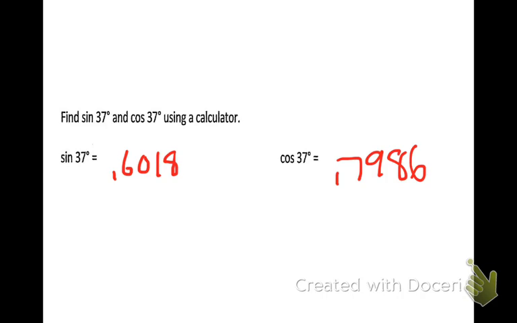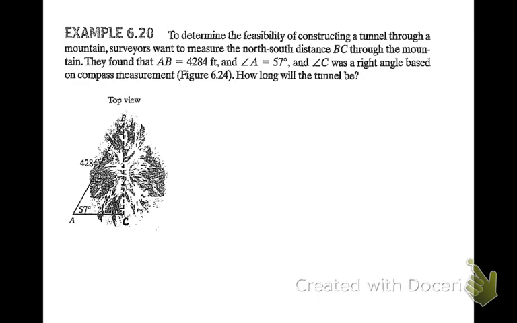All right, good. Let's do an example using trig to determine the feasibility of constructing a tunnel through a mountain. Surveyors want to measure the north-south distance. They can't measure it through the mountain, so they have to use other measurements to figure out what it is. They found that the distance from A to B, along the side of the mountain, is 4,284 feet. Angle A is 57 degrees. Angle C is a right angle based on a compass measurement. How long will the tunnel be?